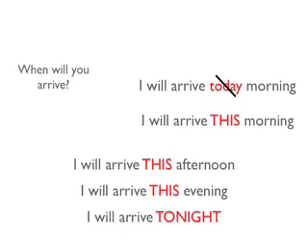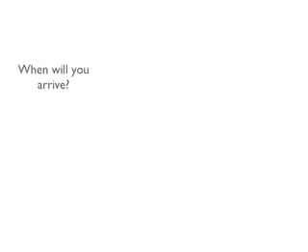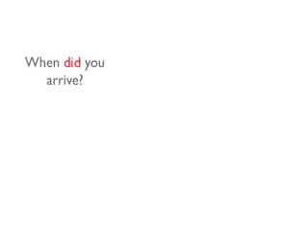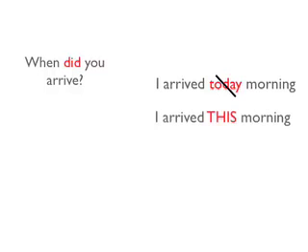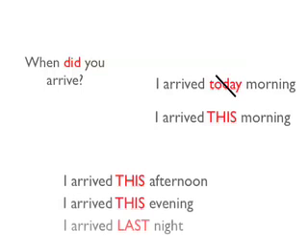Now, of course, if we were talking about yesterday, let's have a look at that one again. Let's just go back. Let's go back further. When did you arrive? I arrived today morning. Wrong. I arrived this morning. I arrived this afternoon. I arrived this evening. And I arrived last night.